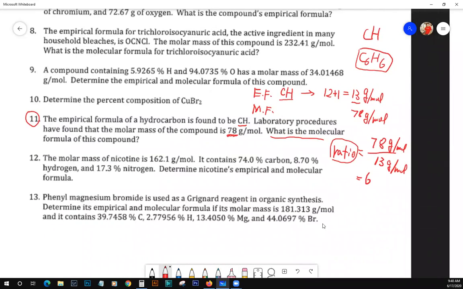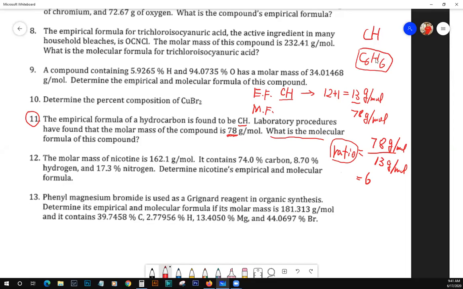And in some questions they combine those two things together. Like question 12: it tells you the molar mass of nicotine is 162.1 gram per mole. It also tells you it has carbon, hydrogen, and nitrogen, and the percentages of them. So based on the mass percent or percent composition, you first figure out the empirical formula. Then, based on the empirical formula and the molar mass of the whole compound, you can figure out the molecular formula. So sometimes they combine those two questions together.